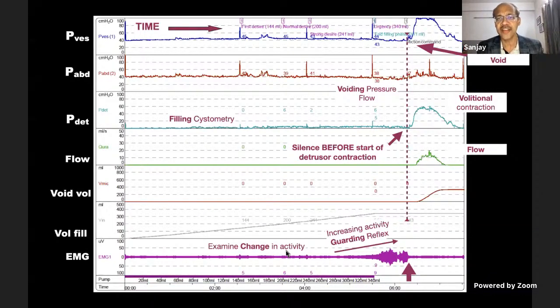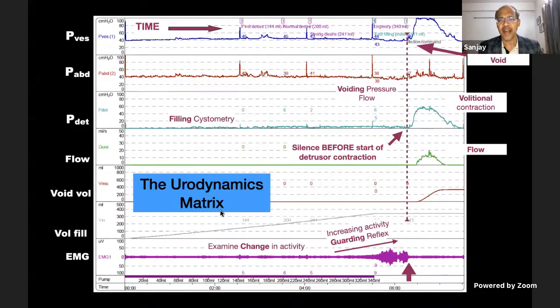So the change in activity of the EMG sphincter is more important than absolute values. So we are more interested in relative values, not these absolute numbers that are seen here. So the urodynamics matrix essentially consists of looking at voiding and storage aspects of lower tract function. And you want to look at both the bladder as well as the outlet.